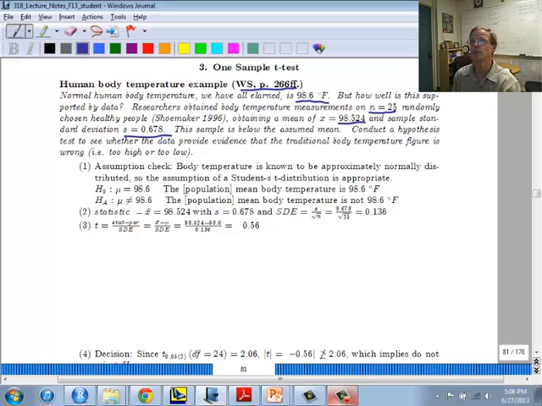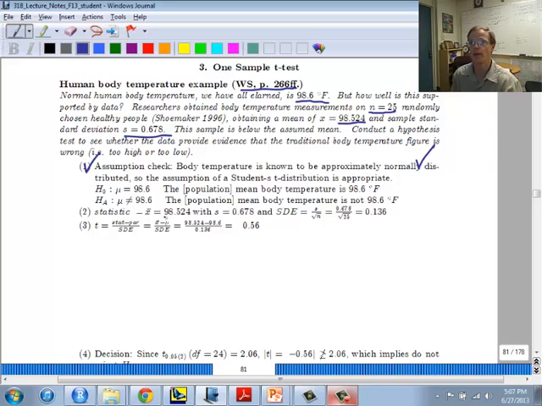Checking assumptions. Body temperature is normally distributed, so we have a normal parent and we have a random sample. So, boom, we've got the assumption in. Null hypothesis: mean is equal to 98.6 versus the alternative, mean is not equal to 98.6. Prior to data collection, we had no idea whether the sample would go high or low, so we just test anything other than what the historical claim is.